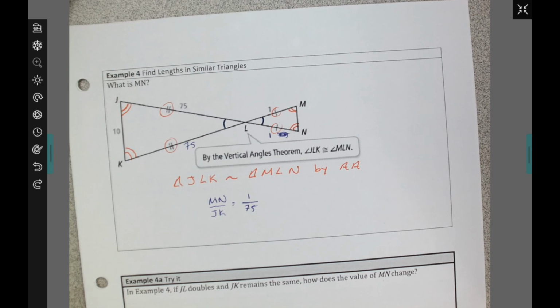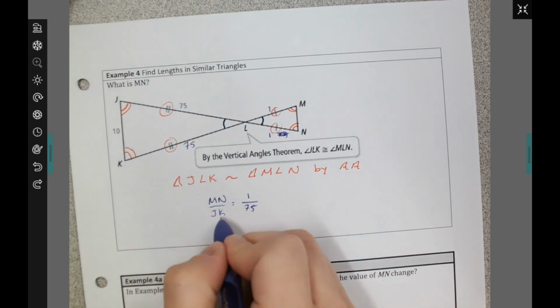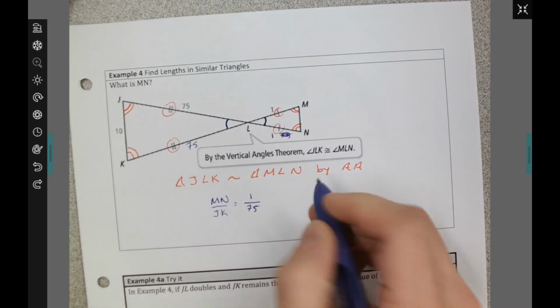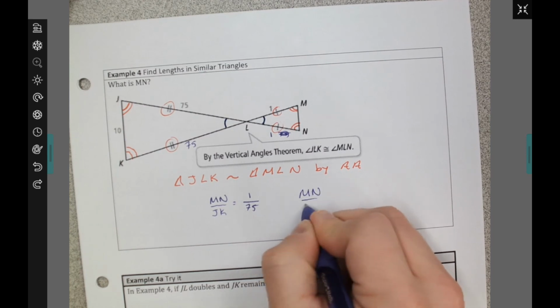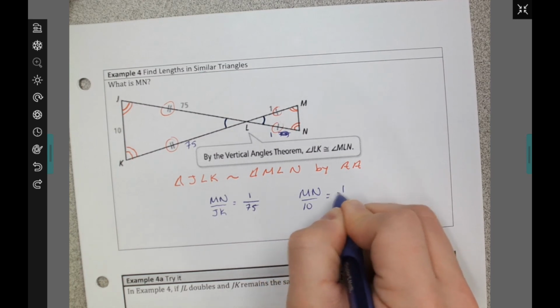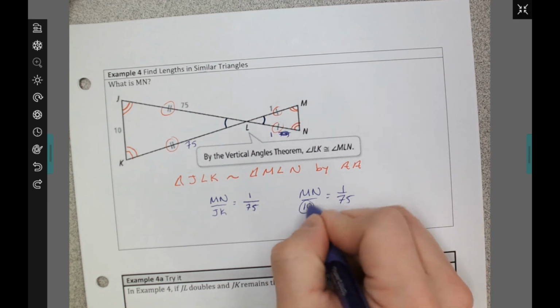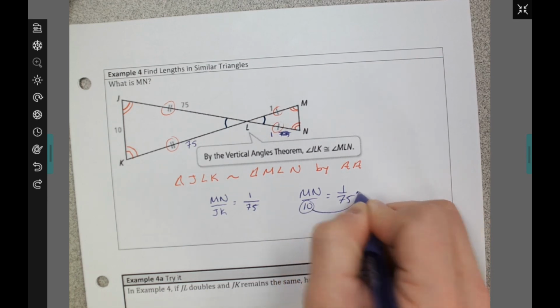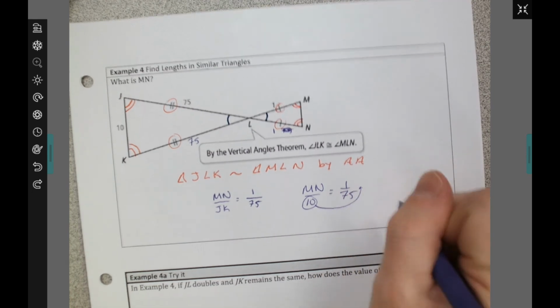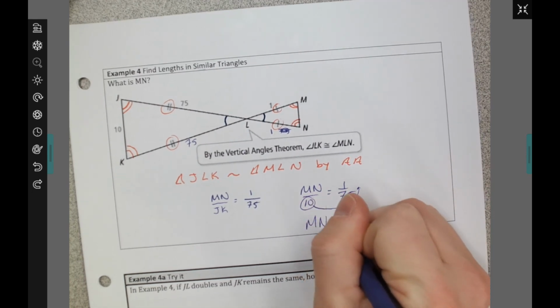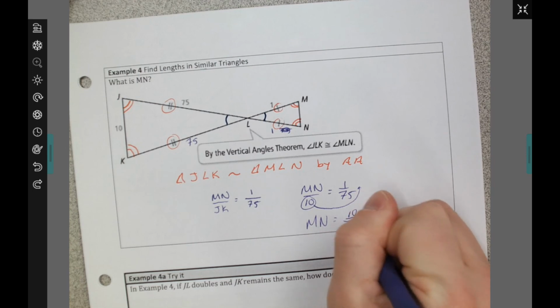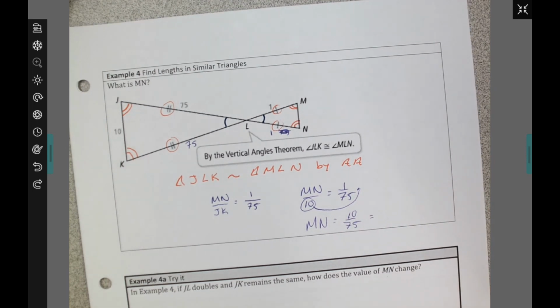From here, we're just plugging in. We know JK is 10. So we have MN over 10 equals 1 over 75. And then you need to solve for MN. We did this in class the other day. You multiply the 10 up. You're going to have MN equals 10 over 75, which is going to simplify to, what is that going to be? 2/15.